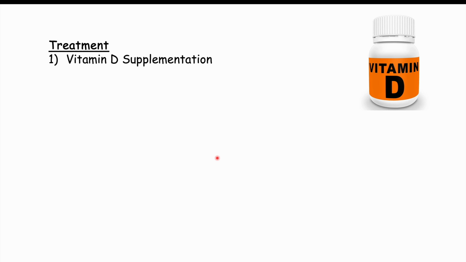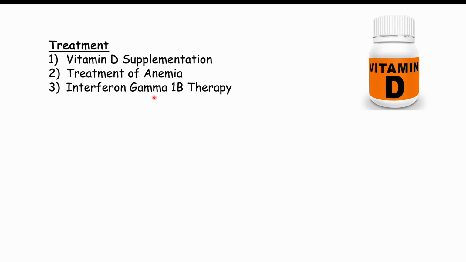Once a clinician has made the diagnosis, how do they treat osteopetrosis? So vitamin D supplementation can be used to treat this condition. Vitamin D supplementation, especially higher levels of vitamin D, can help stimulate osteoclast functioning. So this can be something that can be used as a treatment. So again, high levels of vitamin D. Treatment of anemia is going to be important, especially in infantile and intermediate forms of this condition. Interferon gamma 1b therapy has been shown to be effective as well.